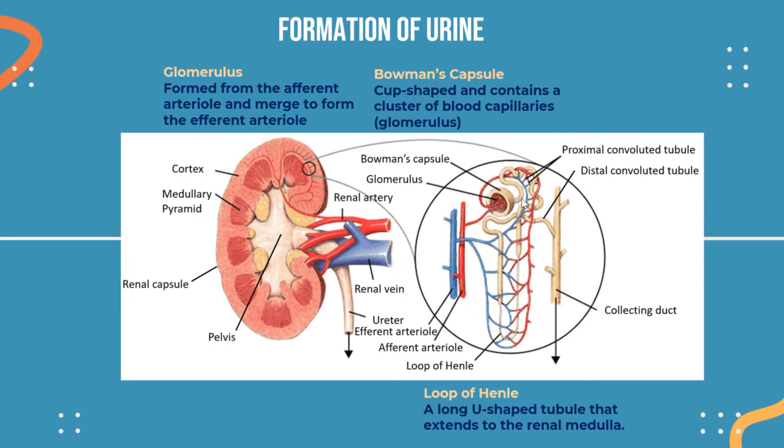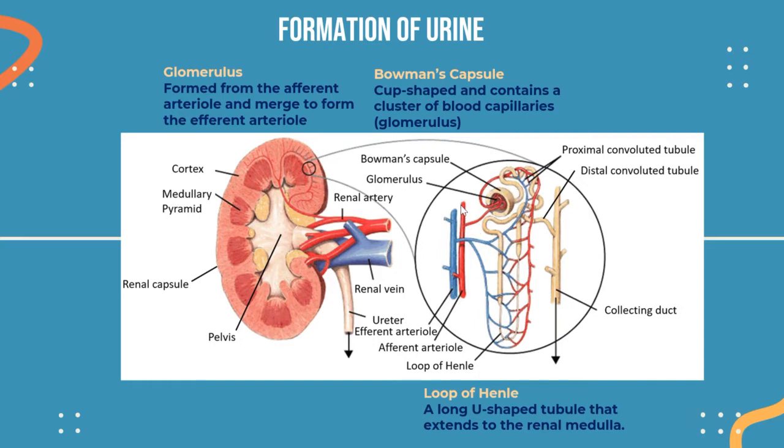The nephron is located between the layers of cortex and medulla. There are millions of nephrons here. The nephron is involved in the formation of the urine. So let's take a look at the structure of the nephron.